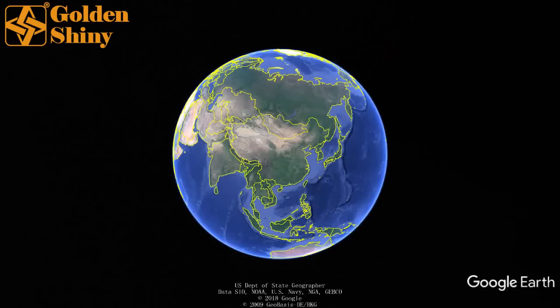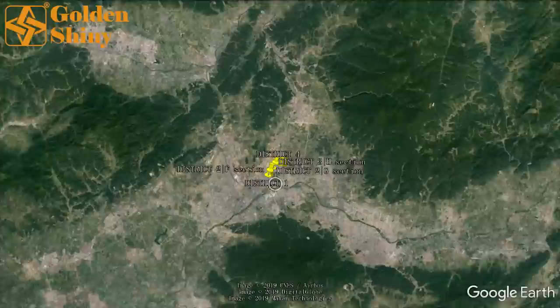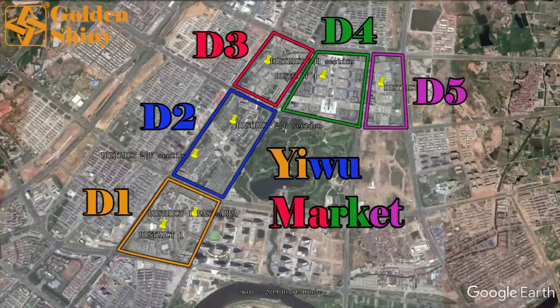Now, for those who don't know about Yiwu Wholesale Market, as trusted China Yiwu Market agents, we specifically made a full layout of Yiwu Wholesale Market. The highlight on the map is the famous Yiwu Wholesale Market. In fact, it's the biggest wholesale market in the world. This is recognized by the United Nations. More than 75,000 suppliers are in the whole Yiwu Market.